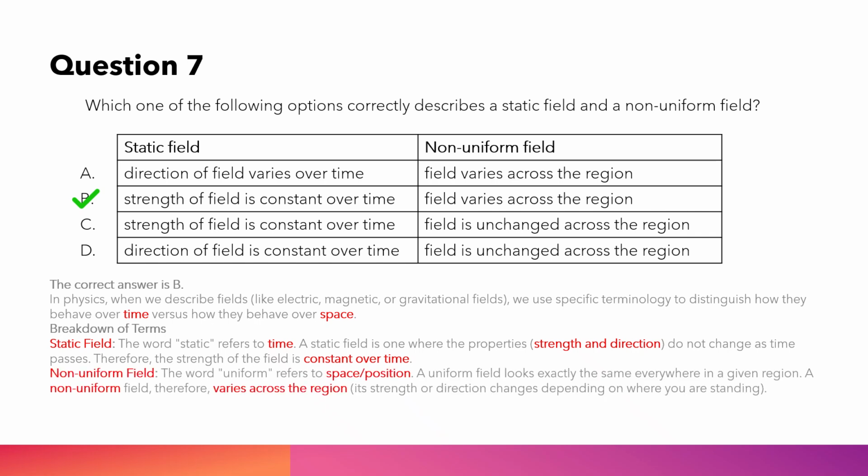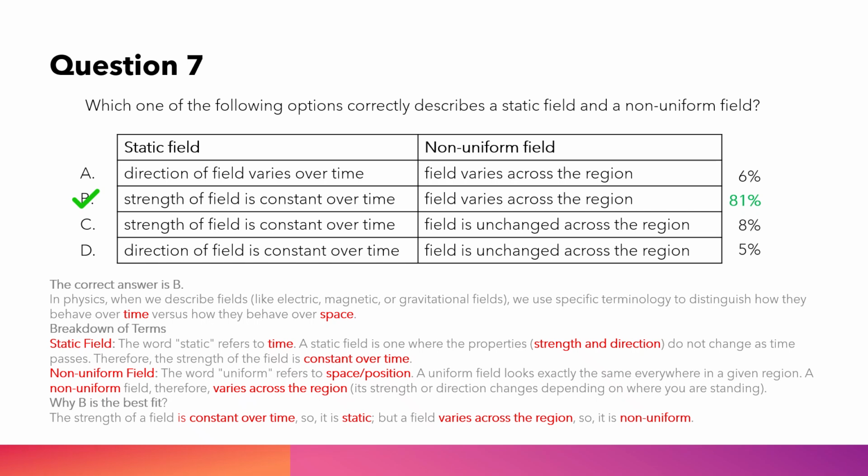Non-uniform field. The word uniform refers to space or position. A uniform field looks exactly the same everywhere in a given region. A non-uniform field, therefore, varies across the region. Its strength or direction changes depending on where you are standing. Why B is the best fit? The strength of a field is constant over time, so it is static. But a field varies across the region, so it is non-uniform.